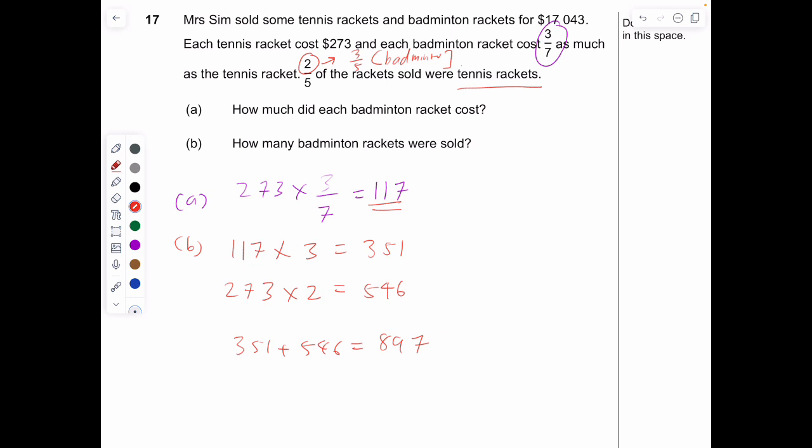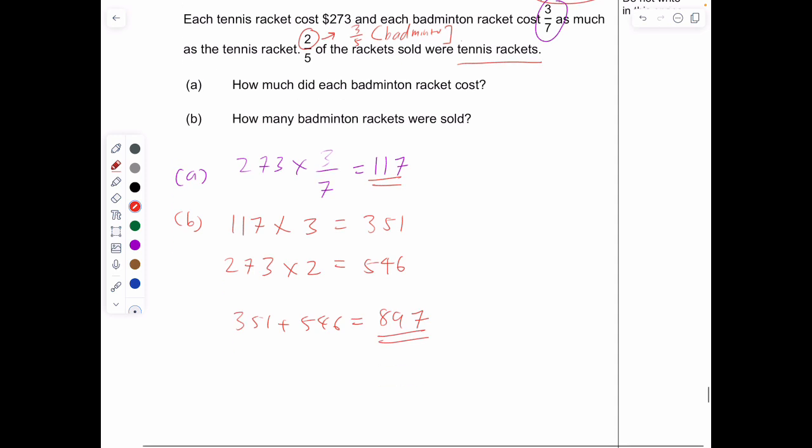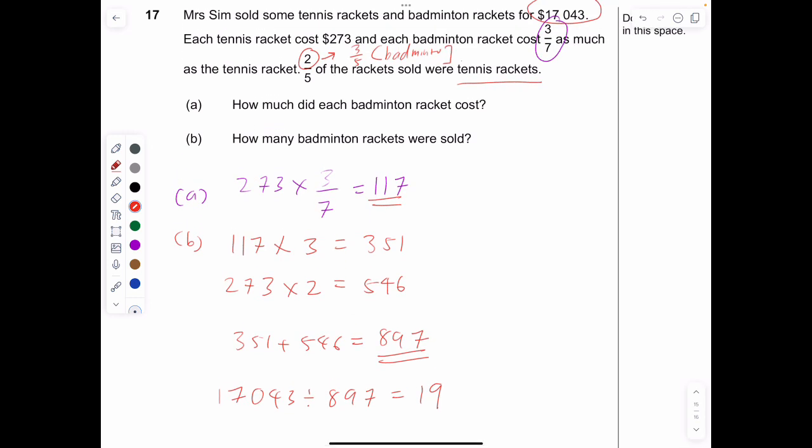So now what I want to do is I will take the total amount, divide by this amount here, the total of the badminton and the tennis rackets sold. So 17043 divided by 897 equals 19. So I know that there are 19 sets of 3 badminton rackets and 2 tennis rackets.